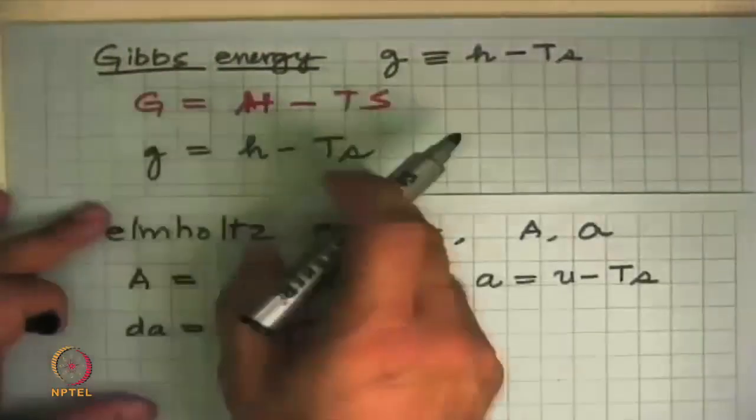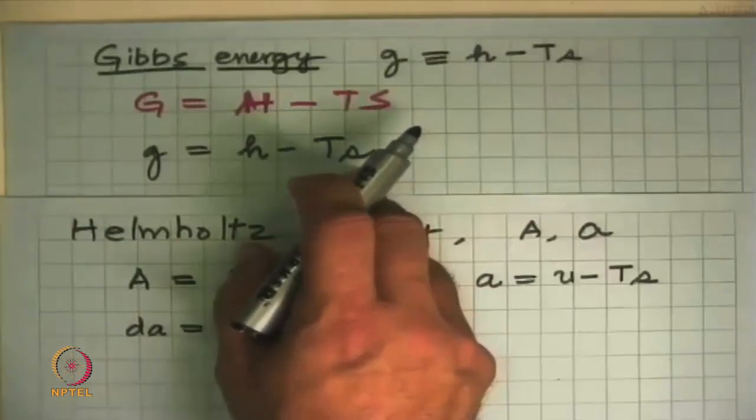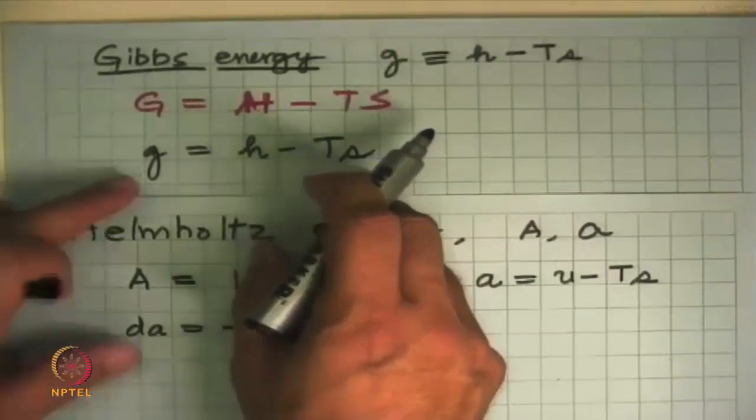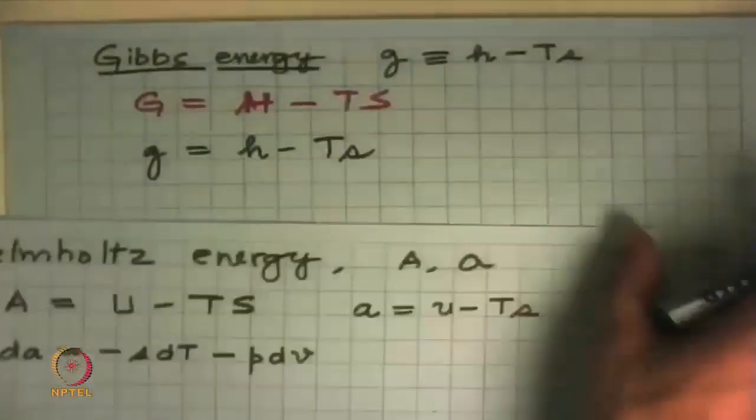This is also good for mixtures, and say, look, if I mix so much water with so much air, what is the pressure and temperature that I get? It's the Gibbs energy that helps us to get the answer. Okay, so these are the two functions, two energy functions that are there.